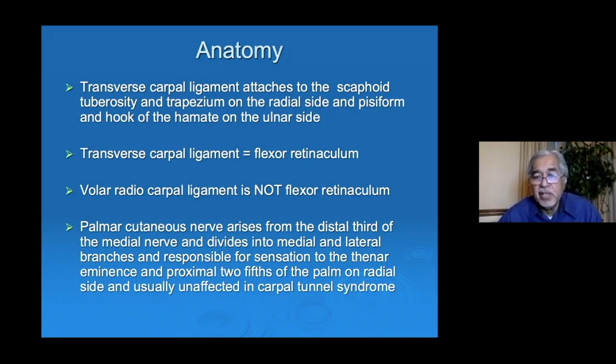By the way, the palmar cutaneous nerve arises, as I talked about a few minutes back, from the distal third of the median nerve and divides into medial and lateral branches and is responsible for sensation to the thenar eminence and proximal 2/5 of the palm on the radial side, usually unaffected by carpal tunnel syndrome. So remember one thing: in pronator syndrome, this nerve is trapped way far above, so the patient has diminished sensation across the board, namely the palm, thenar eminence, as well as the digits. But in carpal tunnel, the thenar part of the thumb is usually not numb.